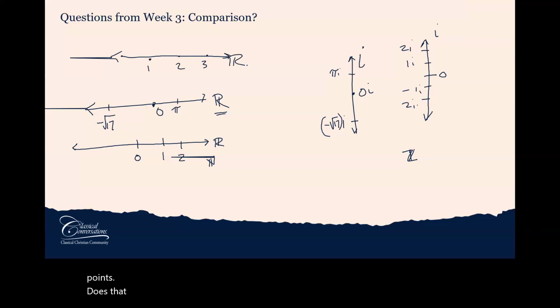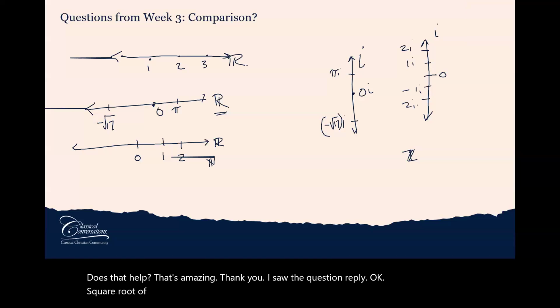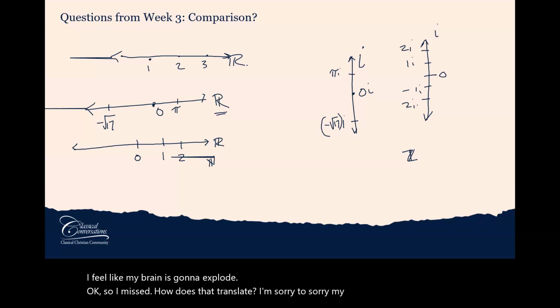That's amazing. Thank you. But I still have a question about the i. Isn't the imaginaries like a square root of -1? Yes. And how does that translate onto the number line? I feel like my brain is going to explode. Okay, so I missed, how does that translate? Sorry, my brain was in the middle of exploding, so that was that noise.